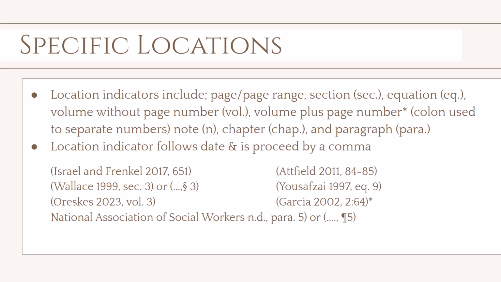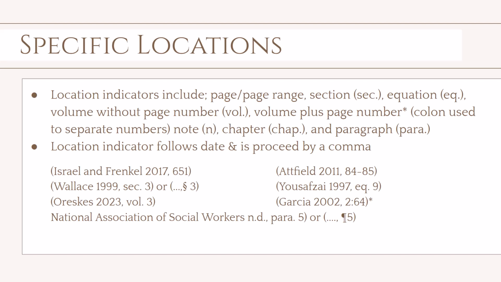Location indicators are used to provide specific information when including a quotation or specific passage from a source. They help readers locate the exact passage being referenced, especially in sources like books that have page numbers or other location markers. Page numbers do not need to be specified within the citations. However, other location types should be indicated, such as section, equation, volume without page number, volume with page number, which uses just a colon to separate volume and page numbers, note, chapter, or paragraph.